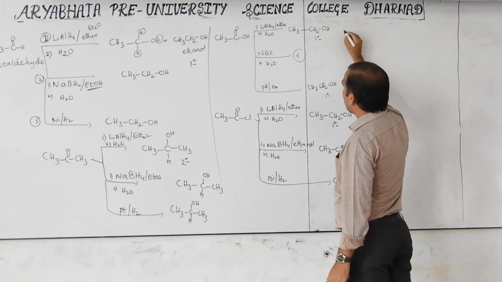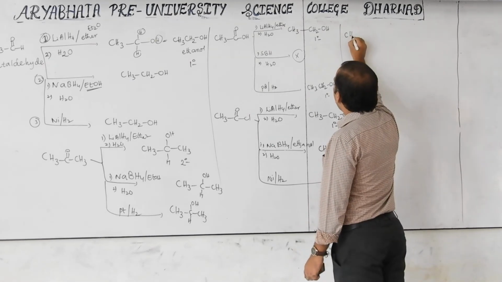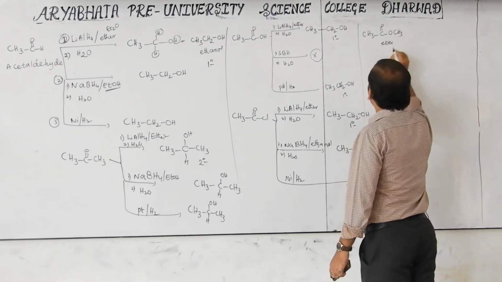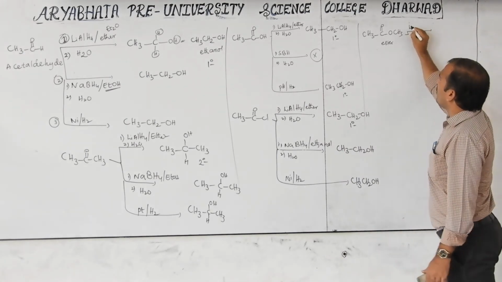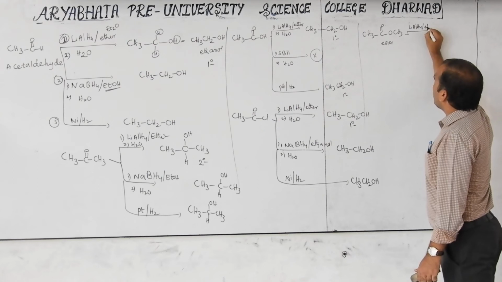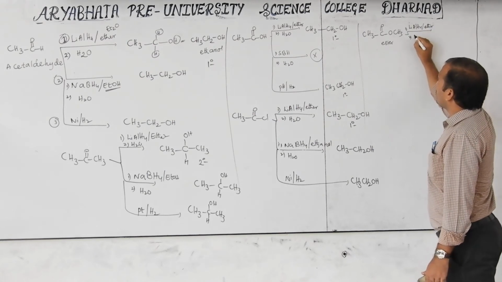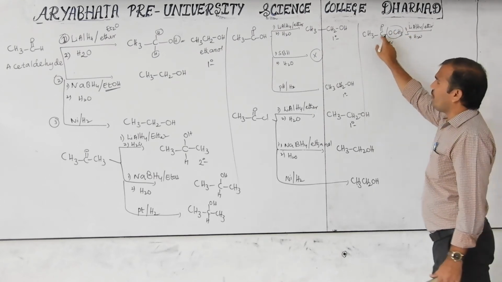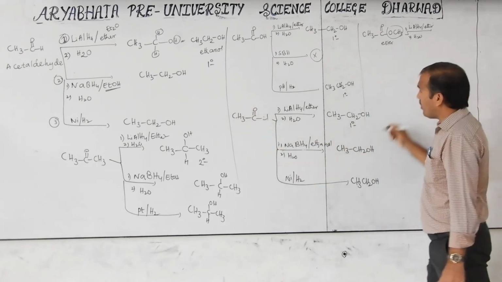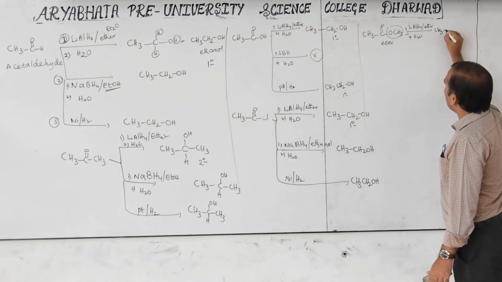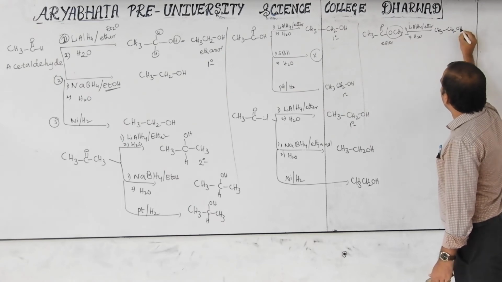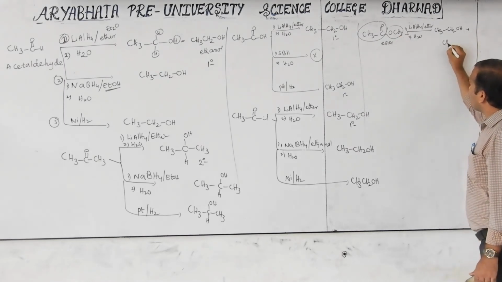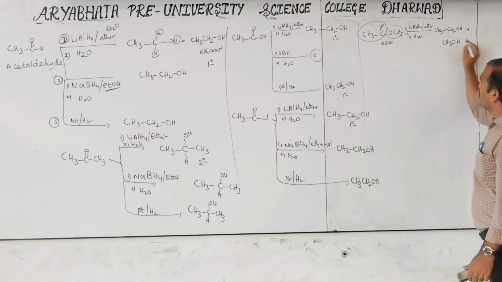Now, if ester is taken, for example, CH3, C double bond O, OCH3. This is an ester. This ester first reacts with lithium aluminum hydride in ether, first step, and second step is water. This part is converted to alcohol, as already seen in acid chloride. This part is converted to CH3CH2OH, plus CH3OH. This is also converted to alcohol.